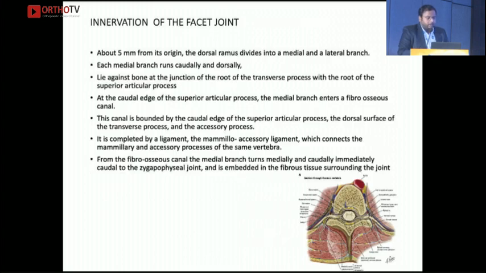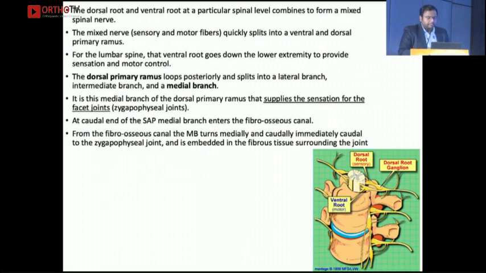The innervation of the facet joint is basically formed by the medial branch. The dorsal root and ventral root at a particular spinal level combine to form a mixed spinal nerve. The mixed nerve quickly splits into the ventral and dorsal primary ramus. In the lumbar spine, the ventral root goes to the lower extremity and provides motor control, while the dorsal primary ramus loops posteriorly and splits into the lateral, intermediate, and medial branch. It is the medial branch which supplies sensation to the facet joints.